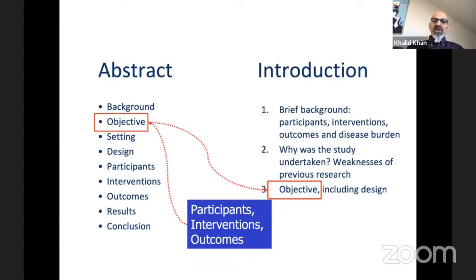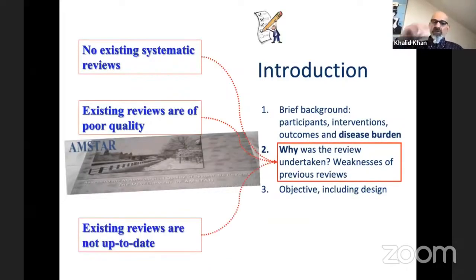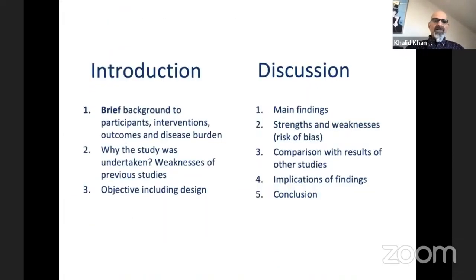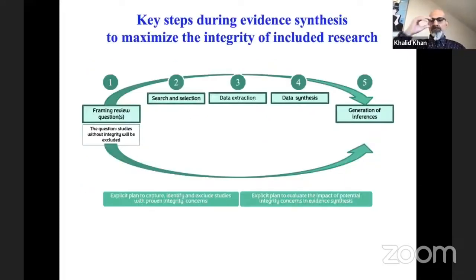The objective statement in the abstract should clarify the various elements of the research question. And the introduction should emphasize why the systematic review was required, in particular, if no previous reviews exist or new trials have been published. Previous reviews may be assessed using the AMSTAR quality checklist. The discussion is normally a hard part to write, but here you can compare the findings of your reviews with the findings of previous individual trials or previously published systematic reviews.